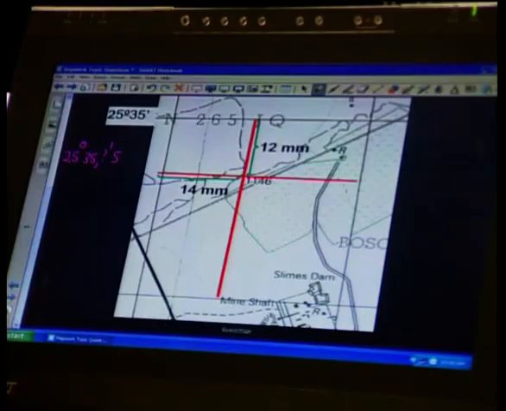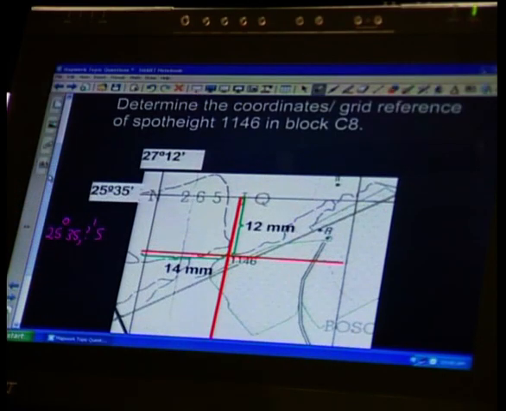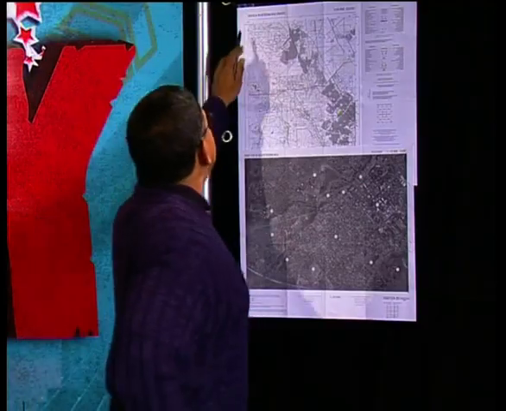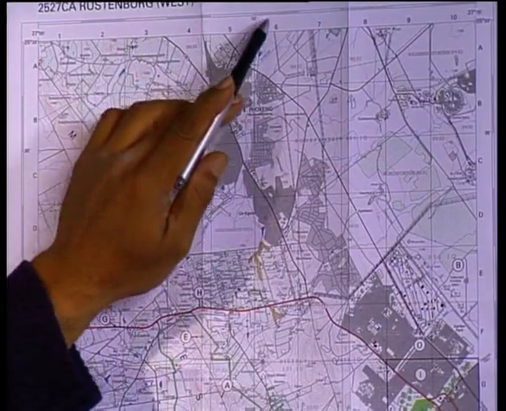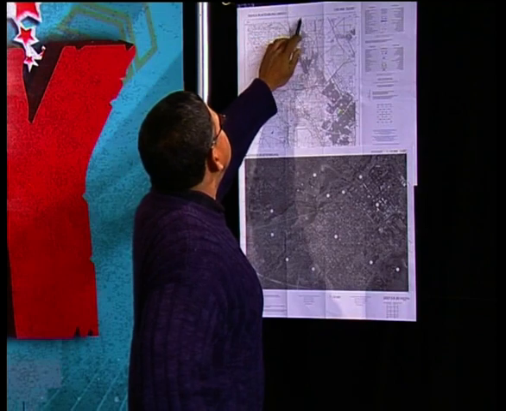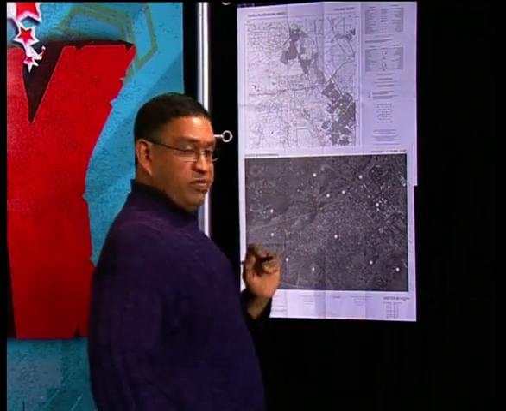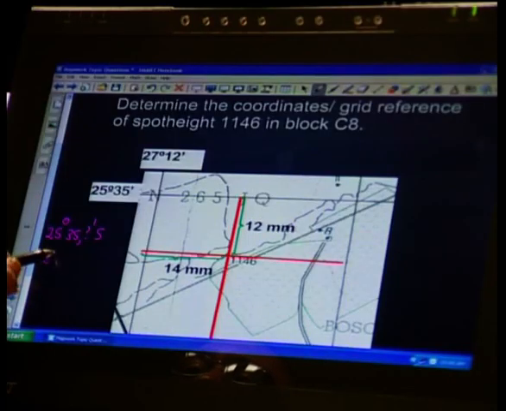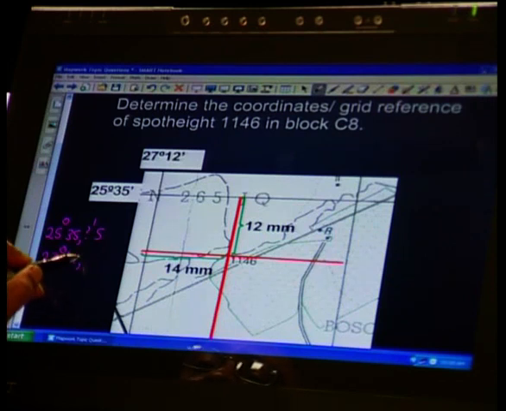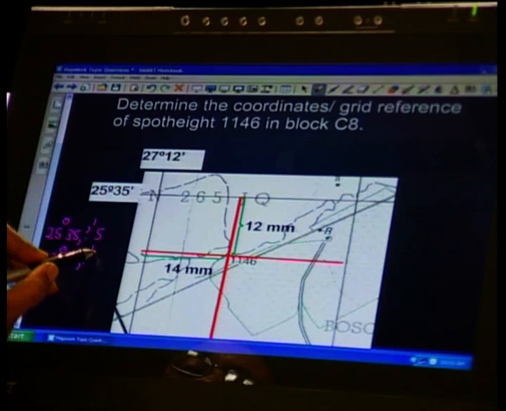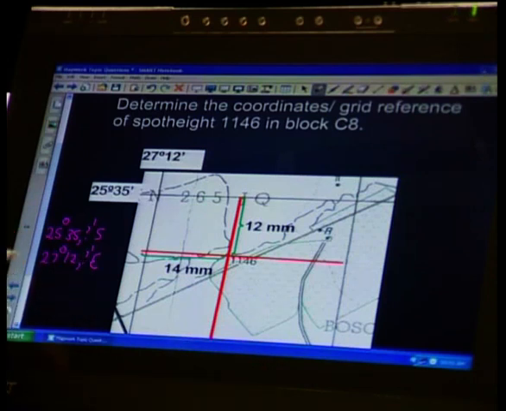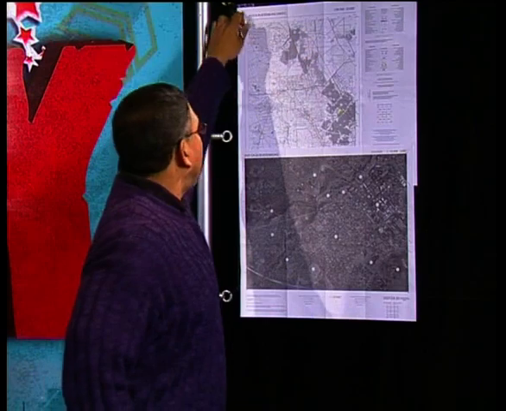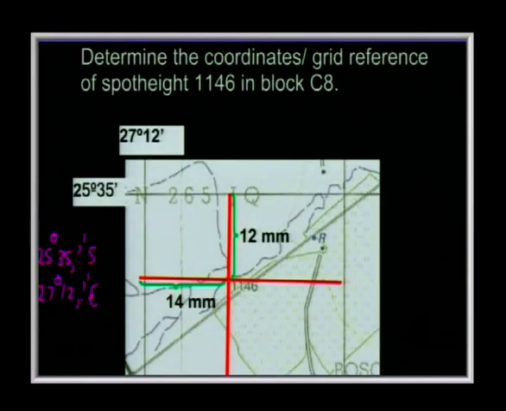When I look at my line of longitude for C8, I notice it's 27, 5, 6, 7, 8, 9, 10, 11, 12. So for line of longitude, I've got 27 degrees, 12 point something minutes east. Remember how we got our east? That's increasing in the east. How we got our south? That's increasing in the south. We don't actually know the point of a minute.